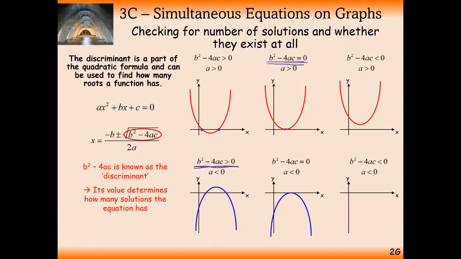If your graph is an inverted quadratic, that's this. These are exactly the same as above. There's one solution when the discriminant is equal to 0, there are two solutions when the discriminant is positive, and there is no solution when the discriminant is negative.